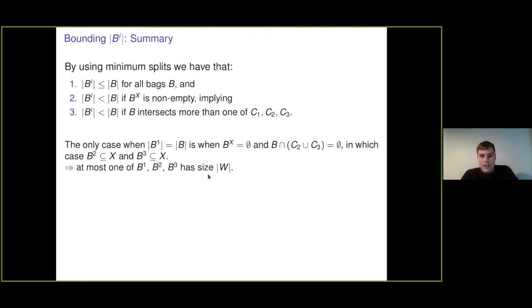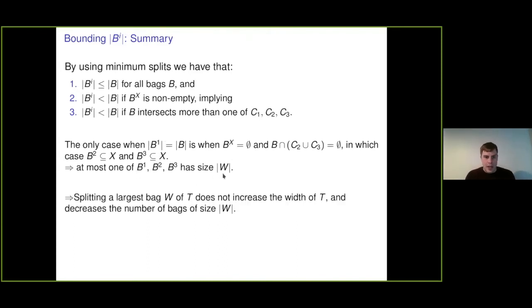And now what we get is that if we split the largest bag of size W of a tree decomposition T, we do not increase the width of T, and we decrease the number of bags of the largest size. So doing this splitting n times will for sure decrease the width of a tree decomposition, because we start with at most n bags of size W.